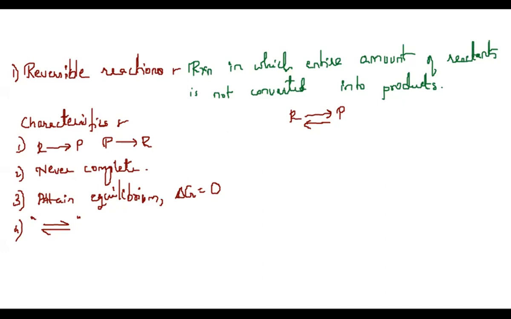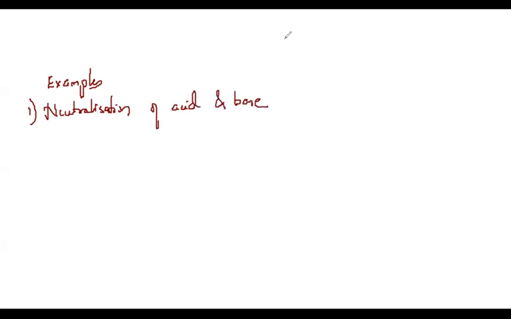Let us consider some examples to understand reversible reactions. The first example is the neutralization reaction between an acid and a base, either of which or both are weak. So you can take one strong acid or one weak acid, or a strong base or a weak base, or both can be strong and weak. Let me write the reaction here, what I'm talking about. It is a neutralization of acid and base, and you know that neutralization of acid and base leads to the formation of salt.